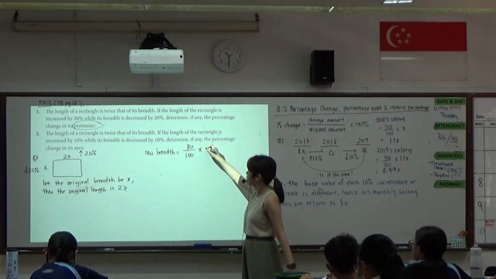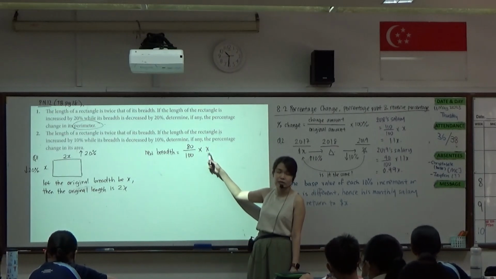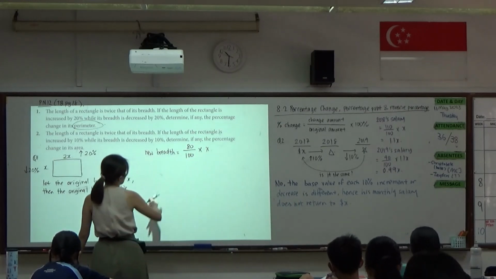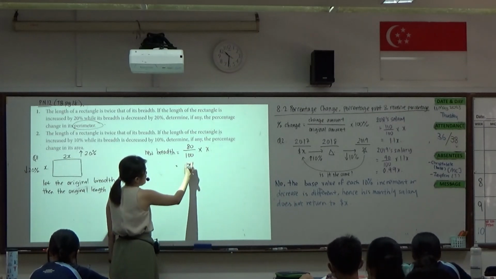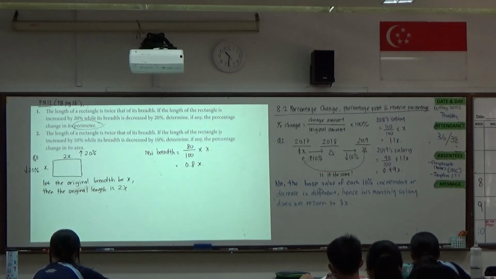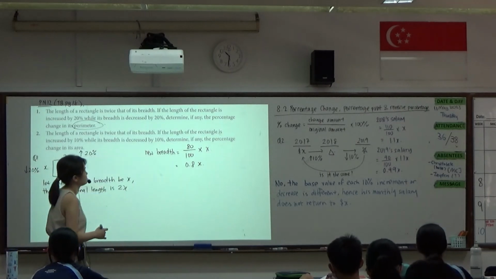So 80% of x. Please distinguish your x and your times. I know some of you are still writing your x like a times over here. 80 over 100 is actually 0.8. I prefer to write things in decimal if I can. It will be neater that way.